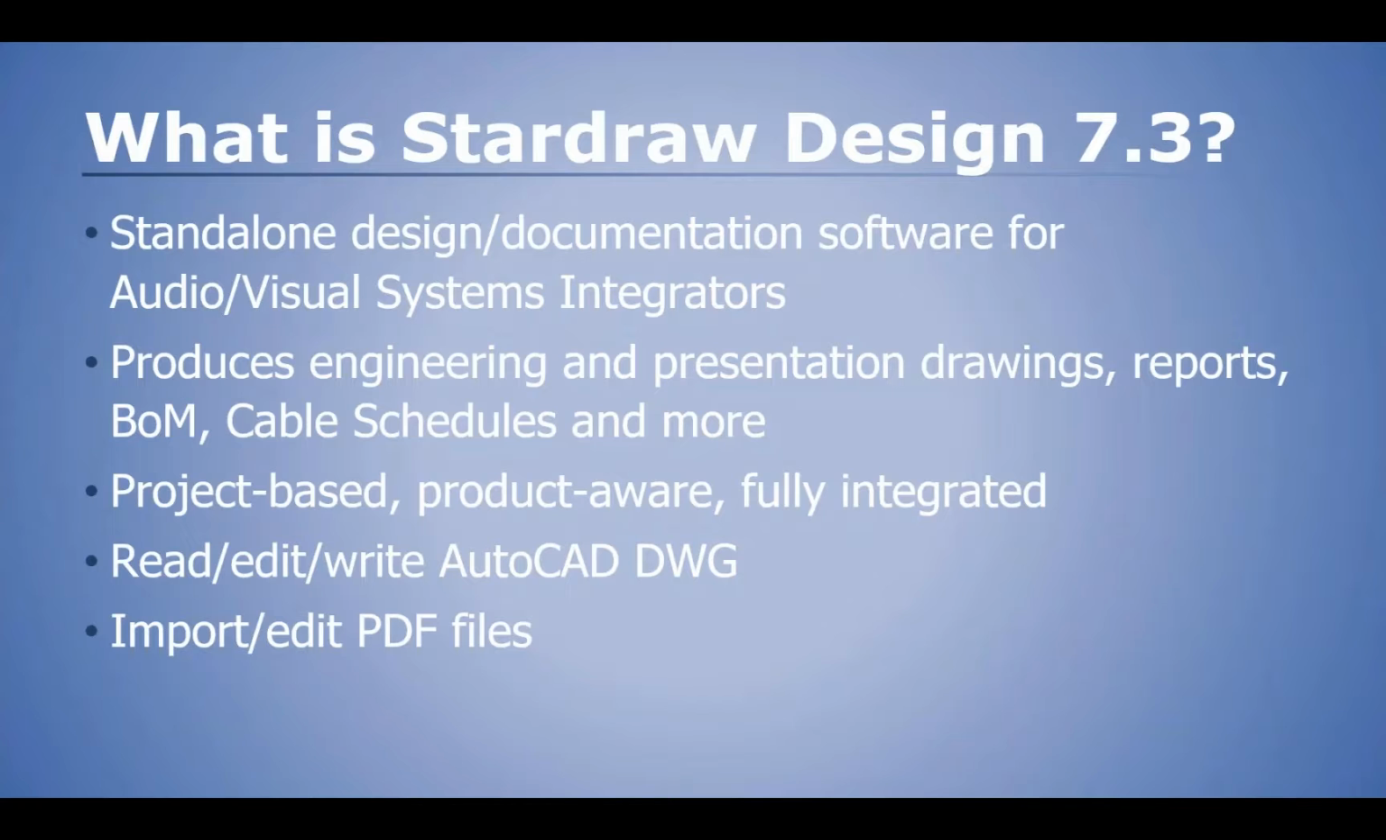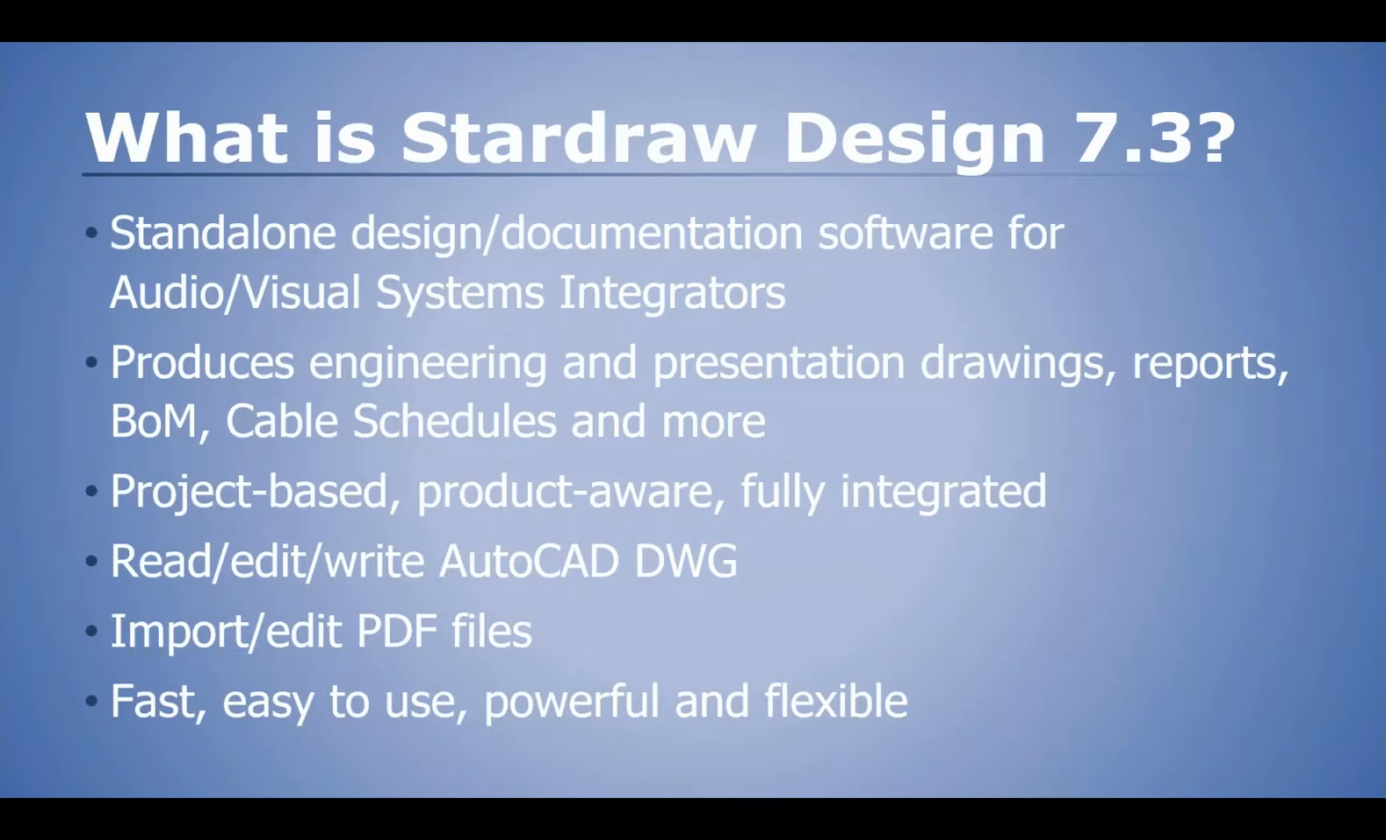But with Stardraw Design 7.3, you can import the PDF, and assuming it's vector-based, and most of them are, then you can edit the objects that have been imported from the PDF. So text is text, lines are lines, rectangles are rectangles, and you can work on that imported PDF as if it was a native drawing.